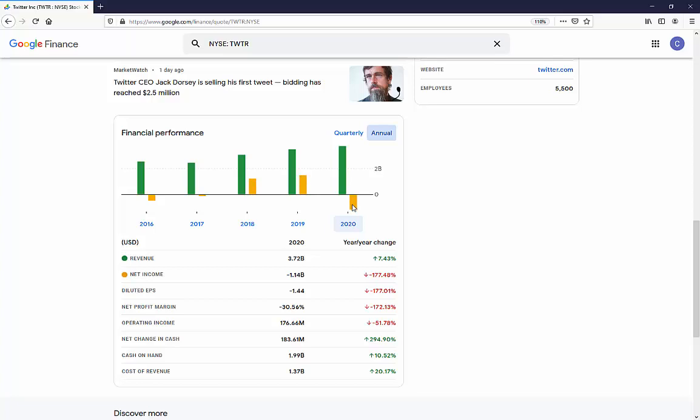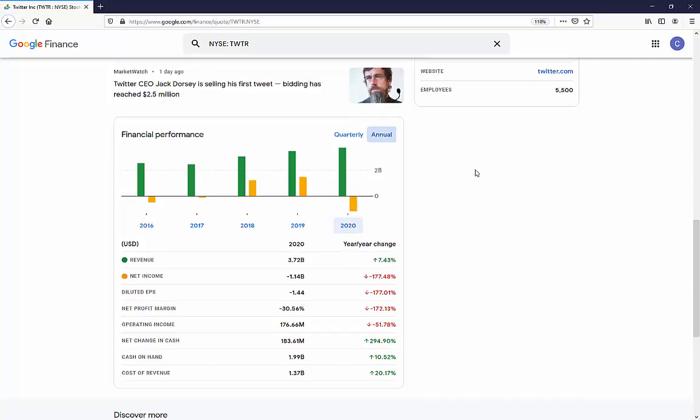Last year was a different scenario where they lost money, but again, I think a lot of that had to do with the COVID situation and was very specific to that. So if these revenues keep going in that direction, I would certainly be confident to say that the earnings are going to turn right back around and be profitable.